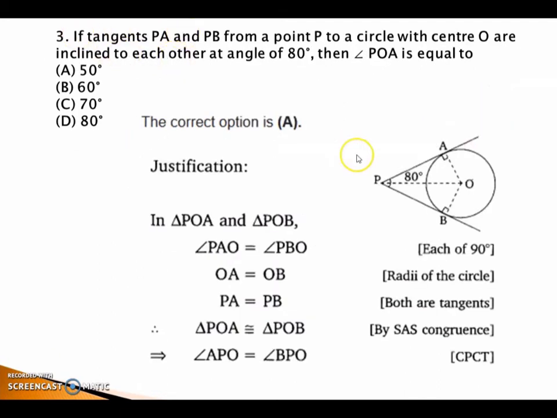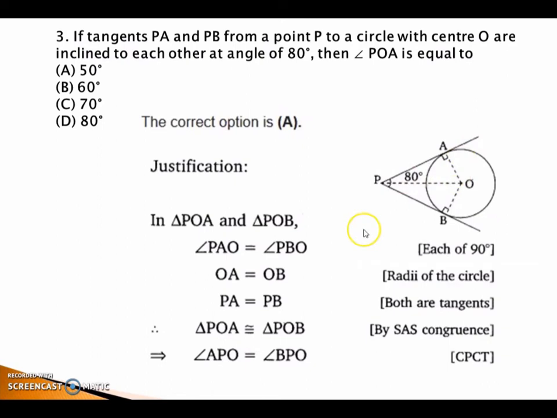In the third one you are given PA and PB are two tangents to a circle with center O, and they are inclined to each other at an angle of 80 degrees. Tangents inclined means the angle between these two, PA and PB, that is angle APB, is 80 degrees. Then angle POA is equal to what?